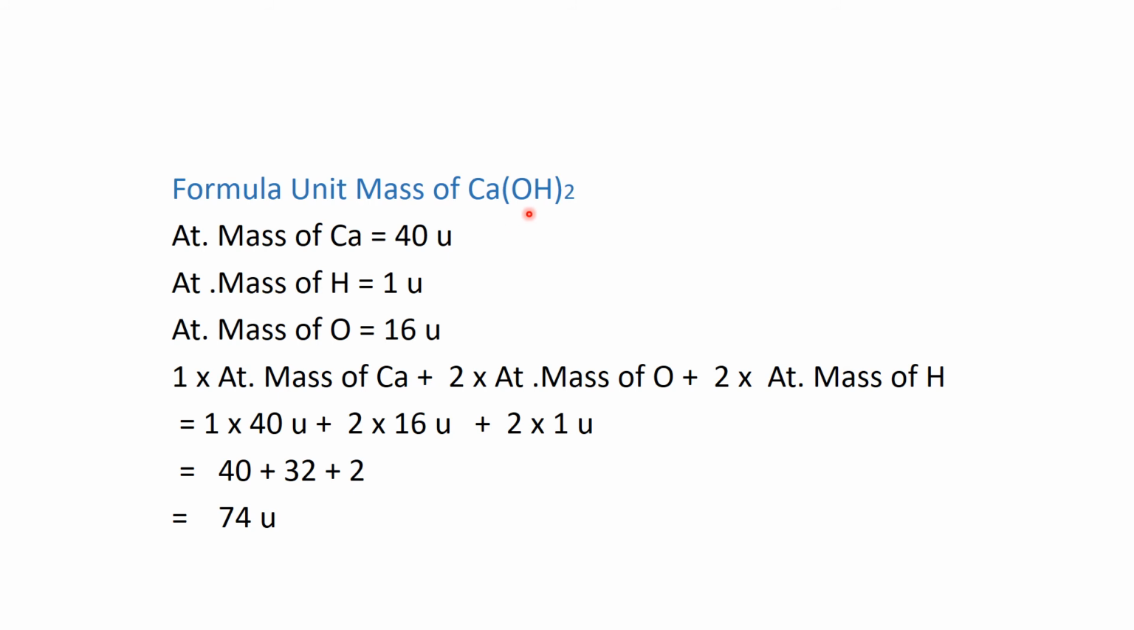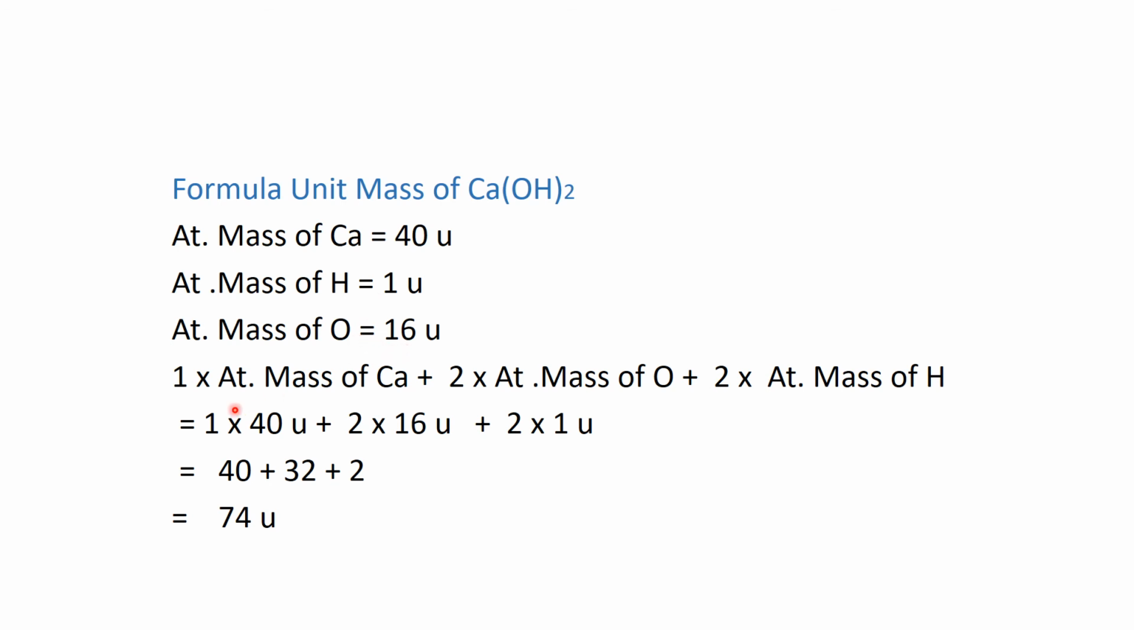Let's now see one more example here, that is the formula unit mass of calcium hydroxide. The formula of calcium hydroxide is Ca(OH)2. In such a case, whenever you find the formula like this, means some atoms are written inside the bracket, you will multiply all these atoms by the number written in subscript. As you can see here, 2 is written outside the bracket, so you will multiply the mass of oxygen by 2 as well as the mass of hydrogen by 2. Let's see. Atomic mass of calcium is equal to 40 unit. Atomic mass of hydrogen is equal to 1 unit, and atomic mass of oxygen is equal to 16 unit.